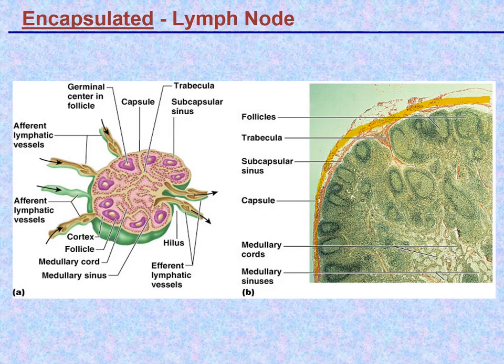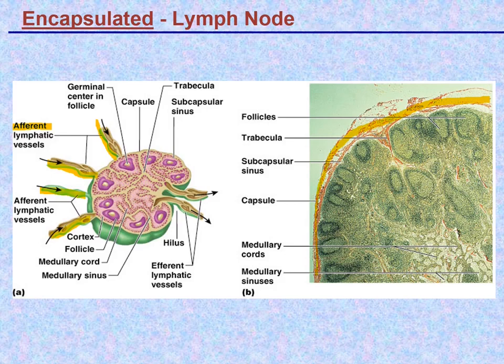So you have lymphatic vessels leading in towards a lymph node, and here you see a number of incoming lymphatic vessels, which are called afferent lymphatic vessels. So here's a number of them, and they allow the lymph to move into the lymph node itself.